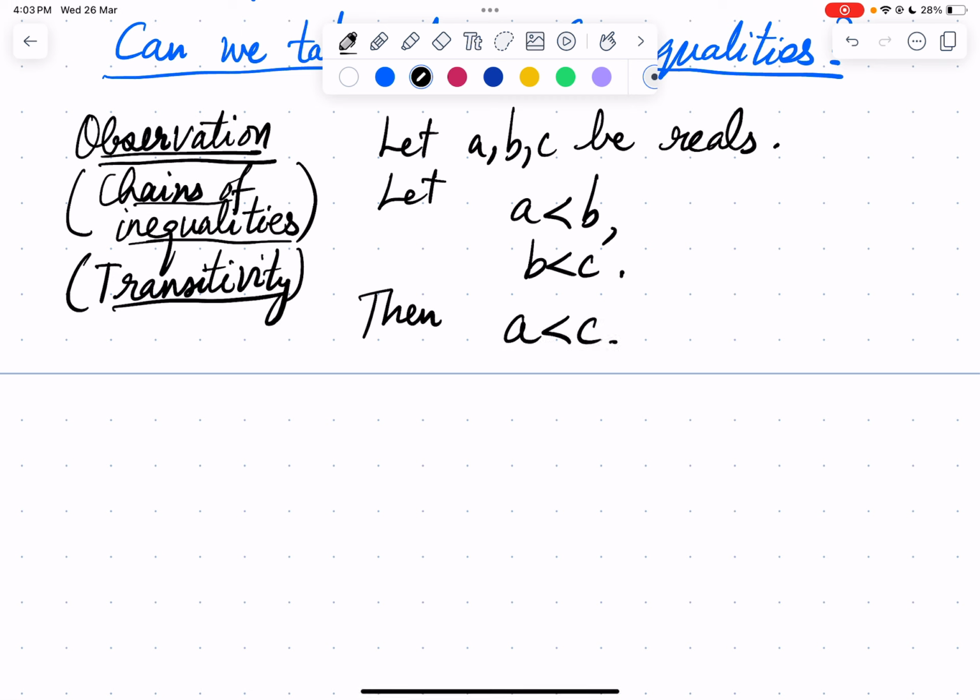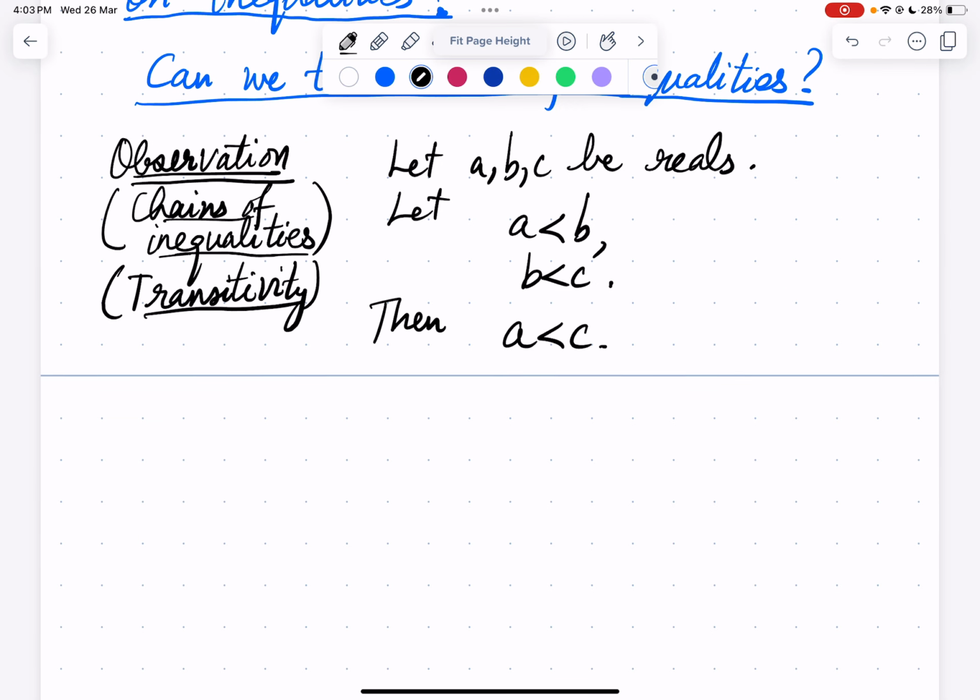So we can combine the two inequalities A less than B and B less than C and take the chain A less than B less than C to infer that A is less than C. So we can take chains of inequalities. A similar observation we made when looking at modular arithmetic: if A is congruent to B mod D and B is congruent to C mod D, then A is congruent to C mod D. Hence, we can take chains of congruences. Similarly, if A is less than B and B is less than C, then A is less than C. Hence, we can take chains of inequalities.